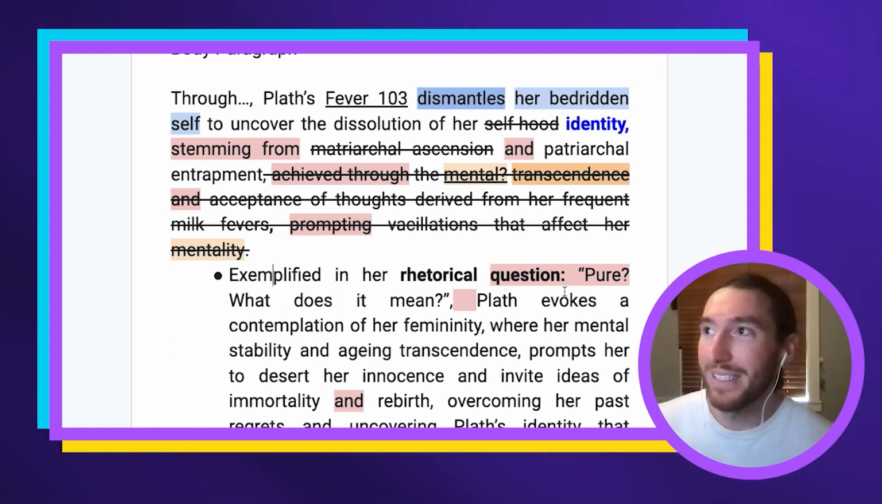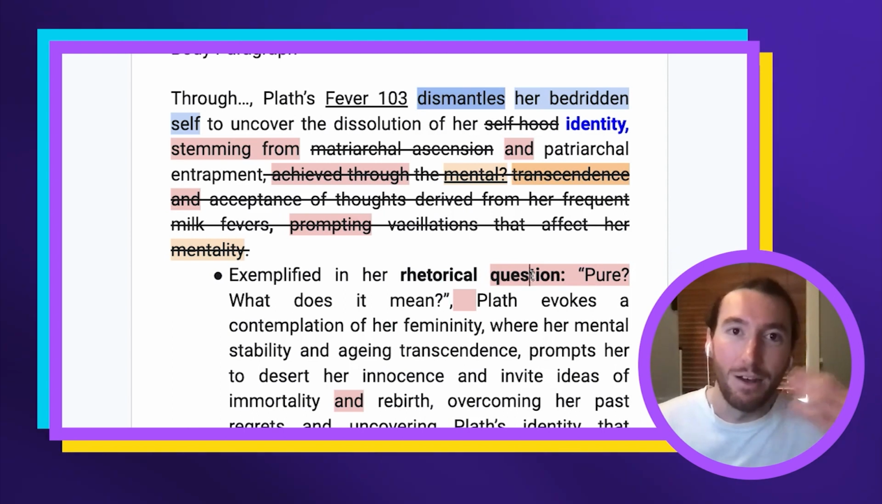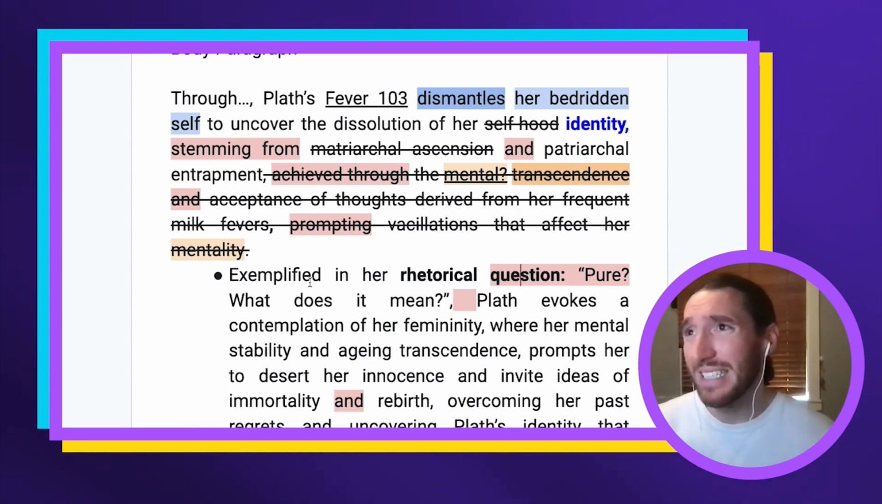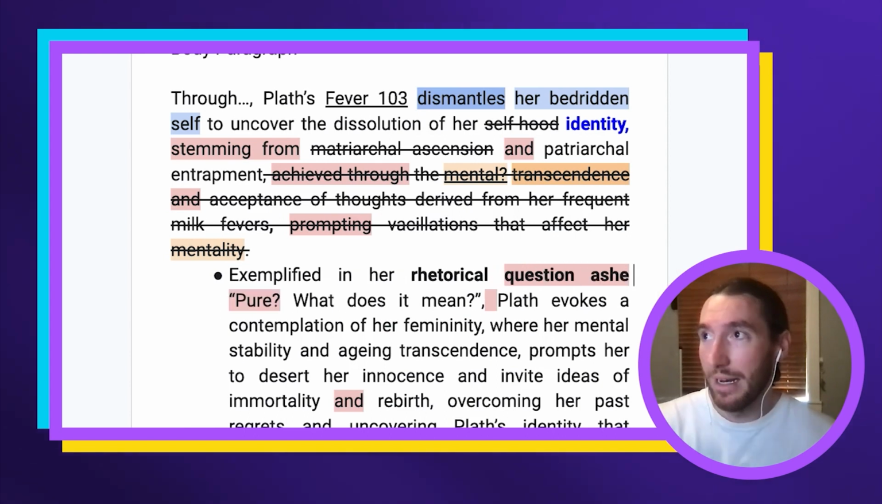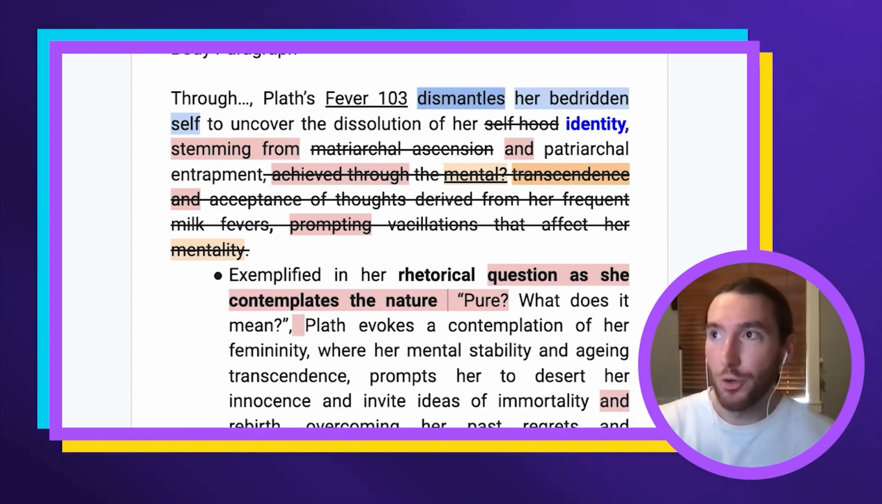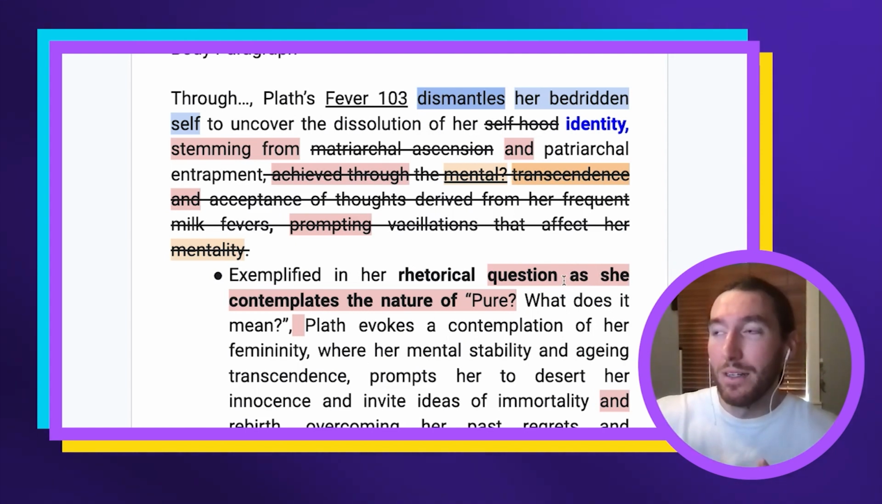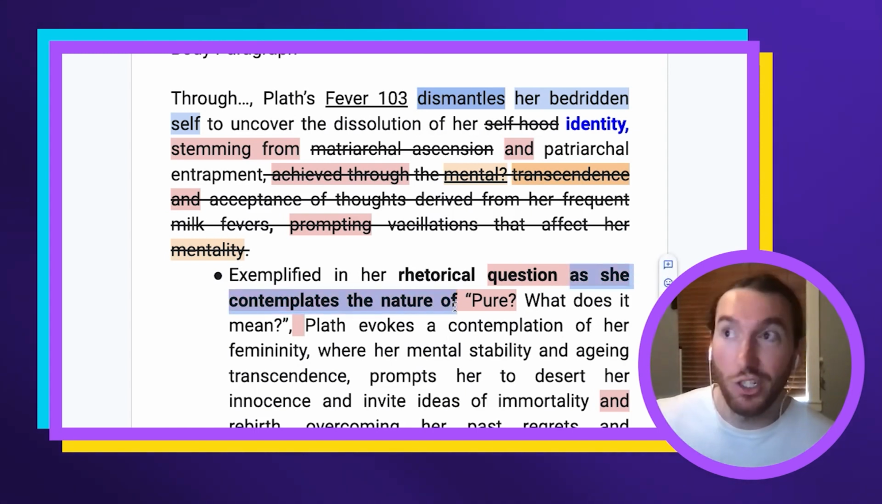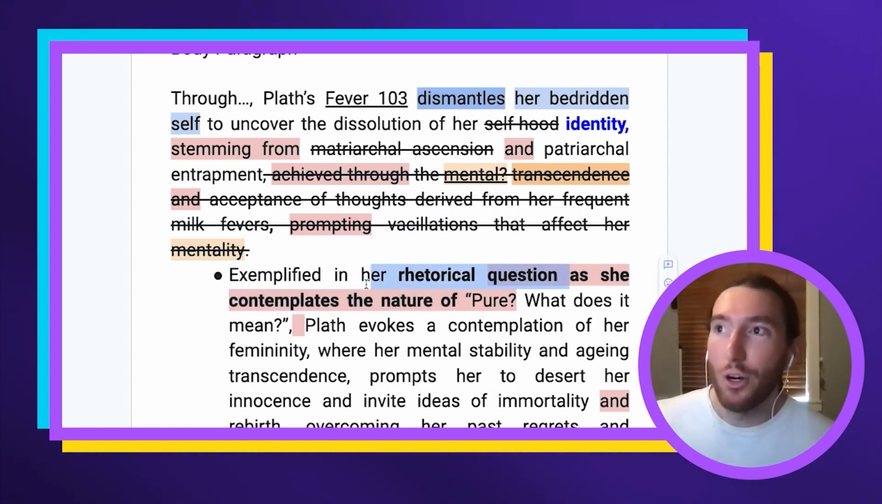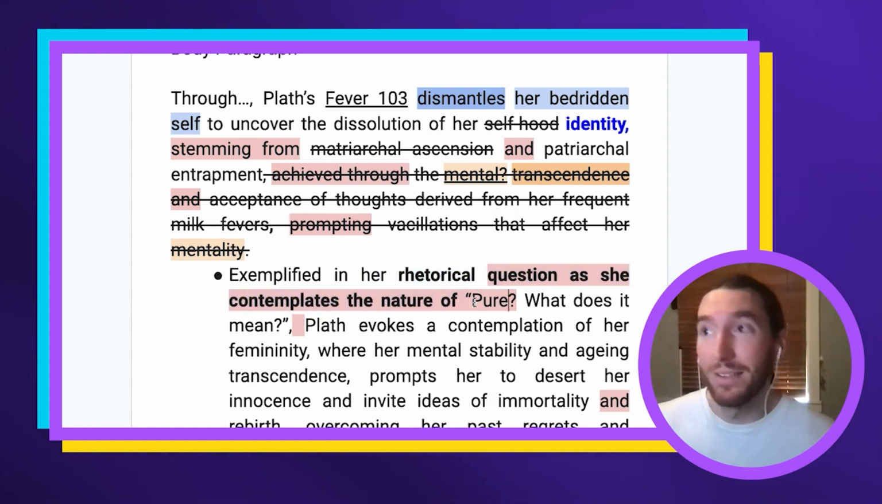So what's an example of that? Sometimes you have to add a few words in between the technique and the quote to get that flow happening. So exemplified in her rhetorical question as she contemplates the nature of pure. See how I've added the as? This can be really helpful. So if you've got a technique and then you've got a comma or a colon followed by the quote, instead of doing that, eliminate that and add as and just provide a little bit of context or just frame it in a way that says what she's doing. Okay, she's contemplating that. So as she contemplates the nature of pure, see how that actually flows?